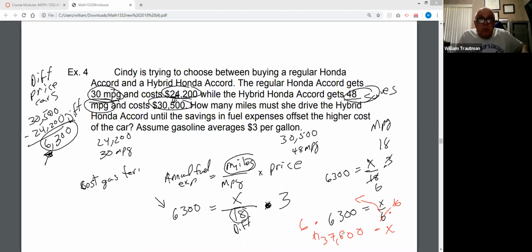So in order for me to break even on this car, I have to drive 37,800 miles more than the other one. How many miles must you drive the hybrid Honda until the savings in fuel expense even out? 37,000 miles, which is about 3 years. So you have to have that hybrid about 3 years longer than the other one, and then it would even out the cost.